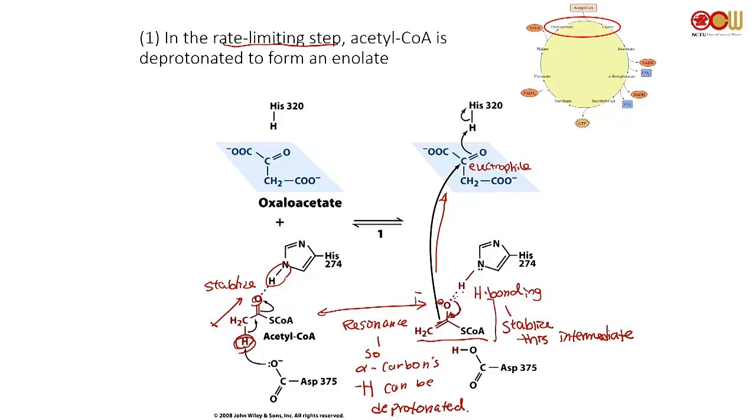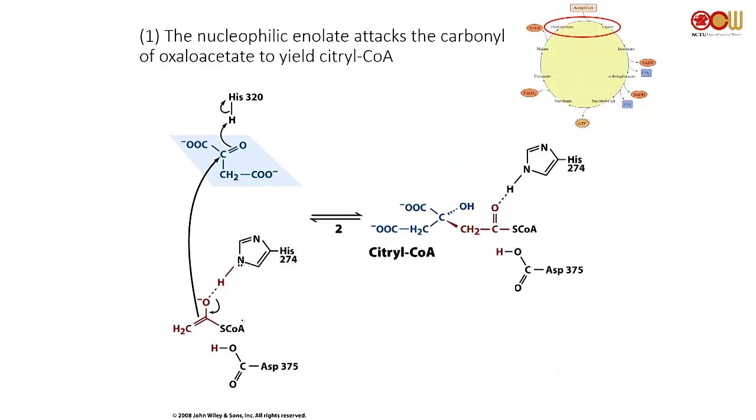Now, this thing is also stabilized because when you go from the enolate, attack the carbonyl center of oxaloacetate, you will generate a tetrahedral intermediate where you can go from like an O minus here, and then that electron will grab a proton from the histidine.